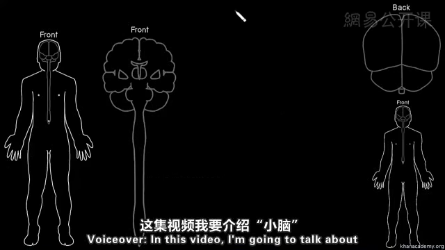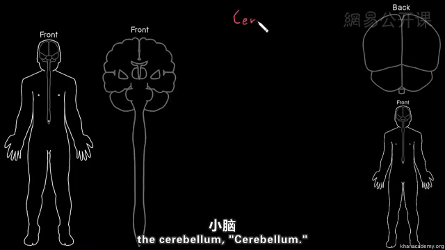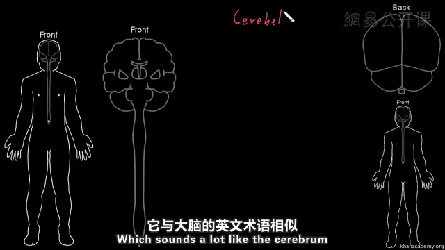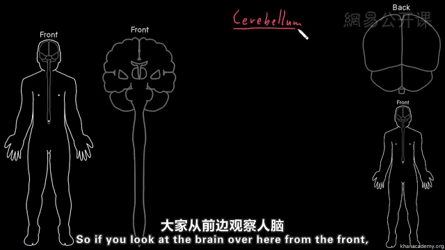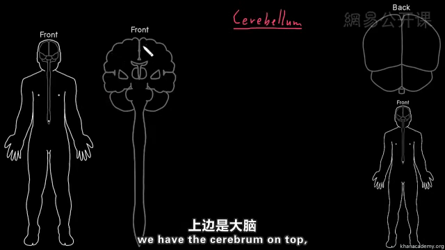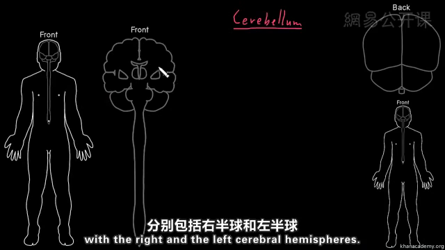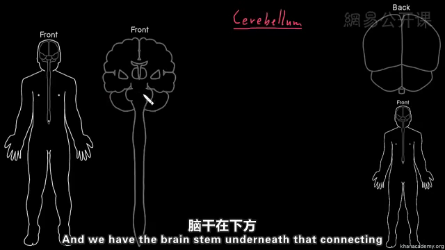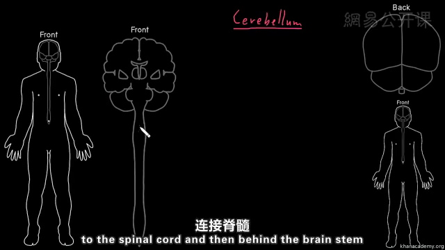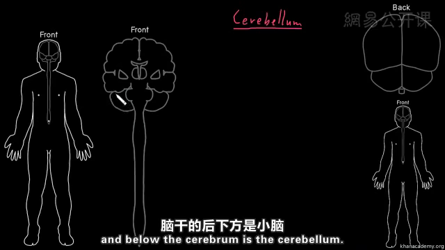In this video, I'm going to talk about the cerebellum, which sounds a lot like the cerebrum, but it's a different part of the brain. So if we look at the brain over here from the front, we have the cerebrum on top with the right and the left cerebral hemispheres, and we have the brainstem underneath that connecting to the spinal cord. And then behind the brainstem and below the cerebrum is the cerebellum.